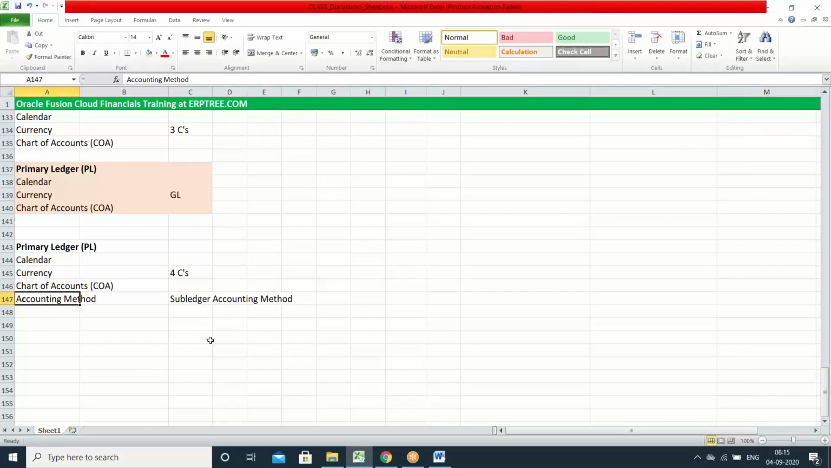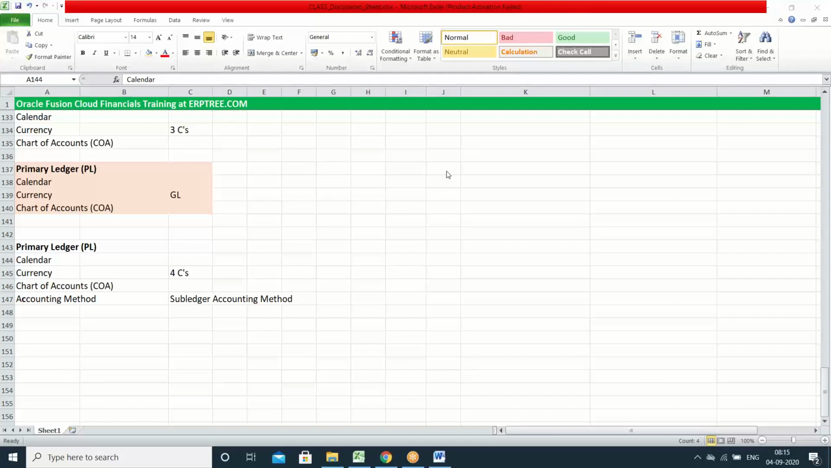Accounting method consists of rules to create accounting entries in the subledger applications. What are those rules? How will it work when we are working on the application? We'll see. For now, take the simple point: if you create the primary ledger with these three components, calendar, currency, chart of accounts, you can create the transactions in the GL. If you create the primary ledger with these four components, you can create the transactions in any application. This is the point we have to understand. Any questions on this point from anyone, please?